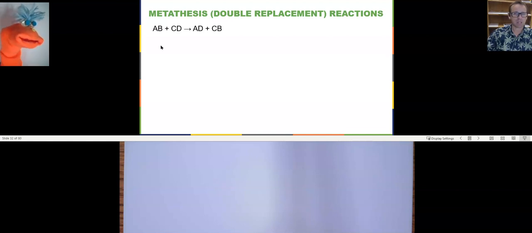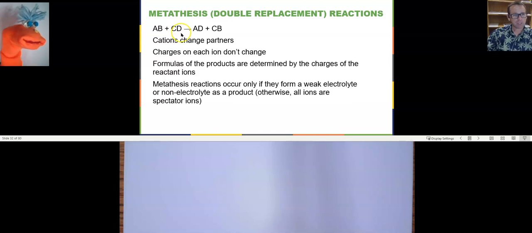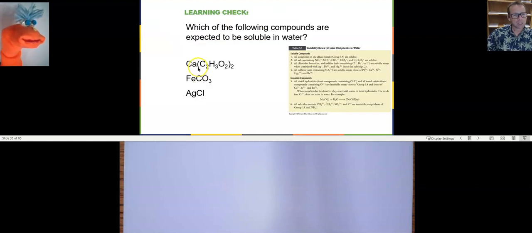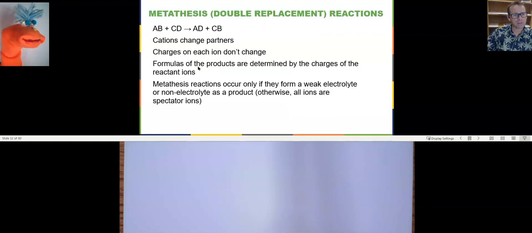Sometimes AB or CD can be represented by a weak acid, or an acid and base reaction, for example. But in general, the cations and anions are going to change places and find different partners, forming different products. When this occurs, oftentimes one of the products is insoluble.